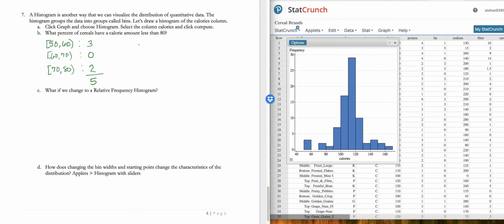And as a percent then, it is 5 out of 77 cereals, if we remember that there were 77 cereals. So then we just need to divide. 5 divided by 77 is 0.06. Let's see, let me give us a bunch of decimal places here.